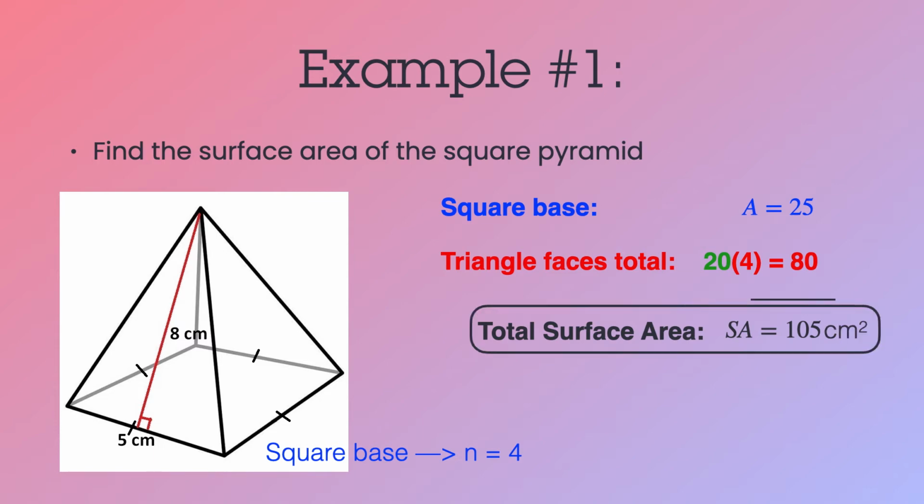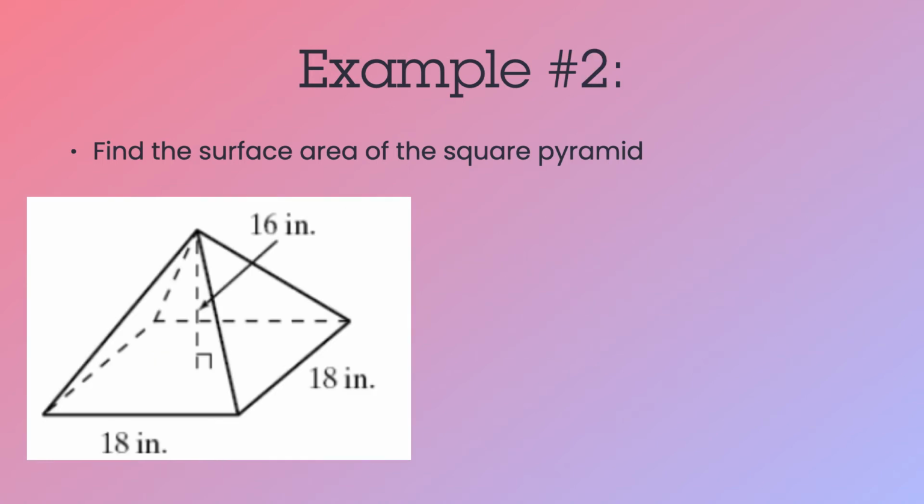Not too bad. Let's look at a second example though. We're going to find the surface area of this square pyramid. And you might think, oh, we just did a square pyramid. How is this going to be different? But trust me, you will want to have an example with this type of information given to you.